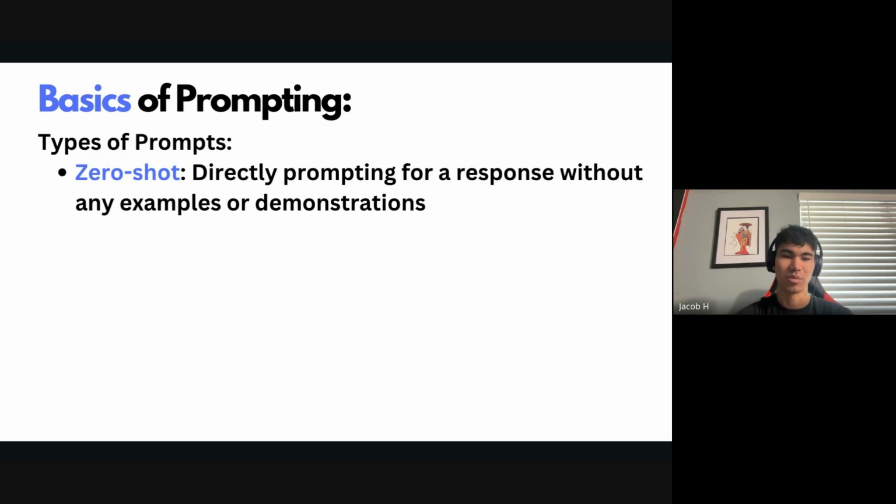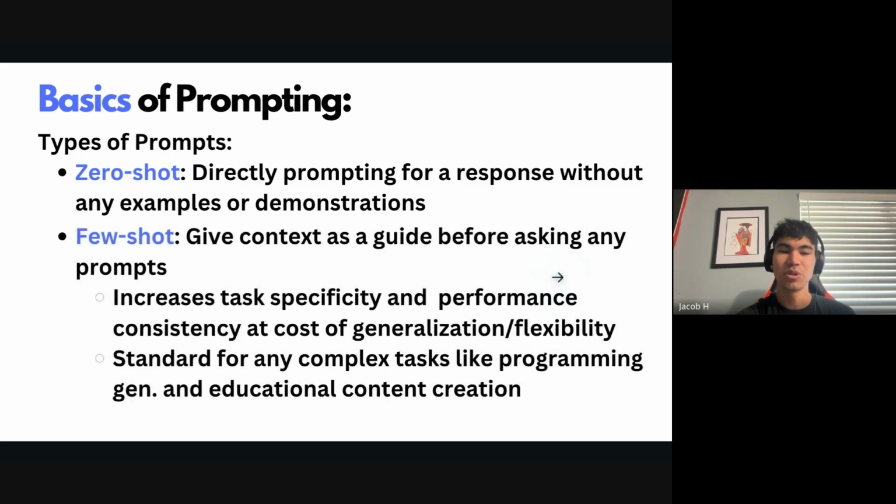That's a zero-shot prompt, right? You're not giving it any data beforehand, just simply asking it to do one thing. Now, there's also a few-shot prompt. This is giving context as a guide before asking any prompts. What this can do is help increase task specificity and performance consistency, but again, at the cost of generalization and flexibility, right?